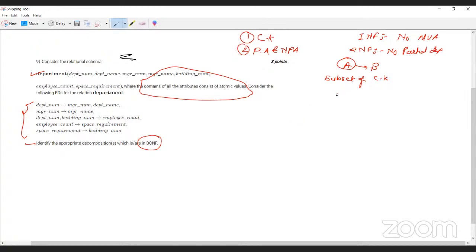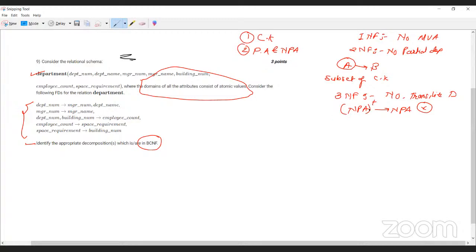Now, what is the condition for 3NF? There should be no transitive dependency, right? What is a transitive dependency? A non-prime attribute determining a non-prime attribute. If this functional dependency is present, it is a transitive dependency, and in 3NF it is not allowed. So we have to remove this transitive dependency. How to remove it? Simply take the closure of the left-hand side of that functional dependency and make it one relation.